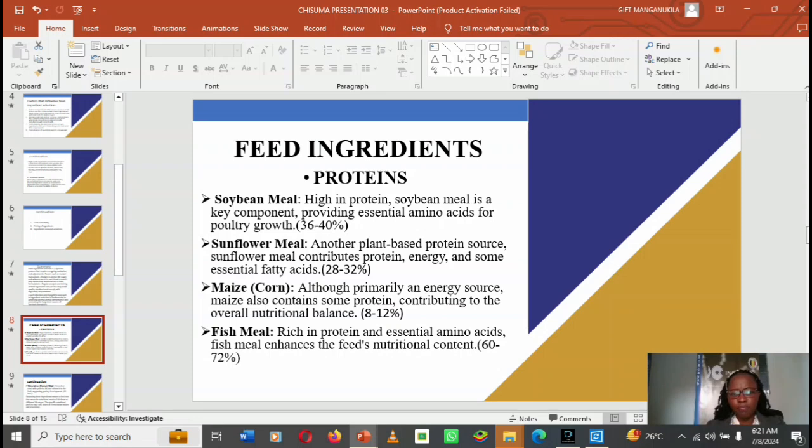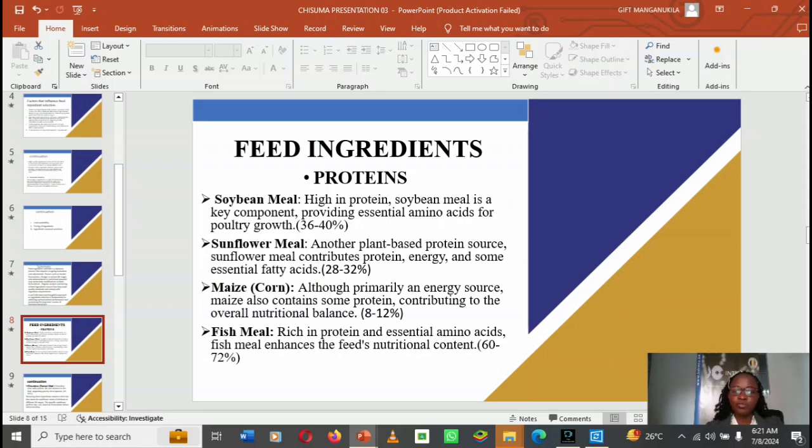Then we go to maize. This also is generally known for energy. Like I mentioned, it's known for something big, the energy, the carbohydrates, but it also has a little bit of protein. So it has about 8 to 12% protein. That's the range in which protein lies for maize.